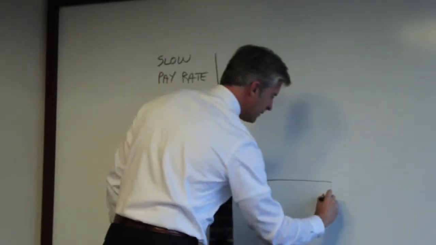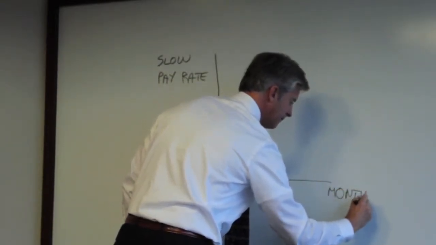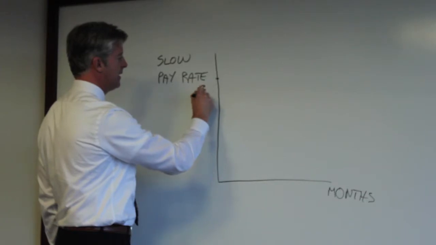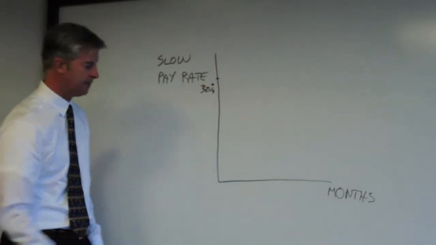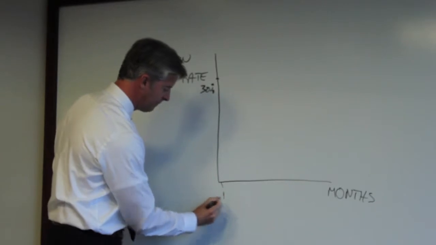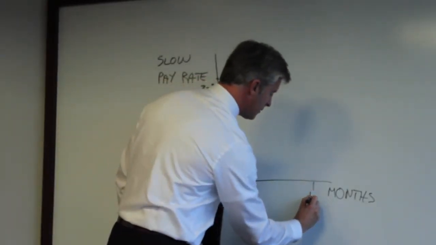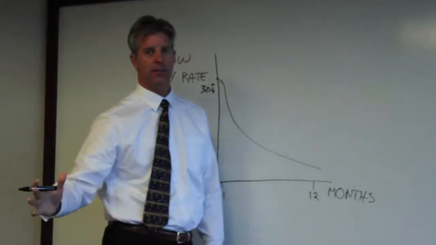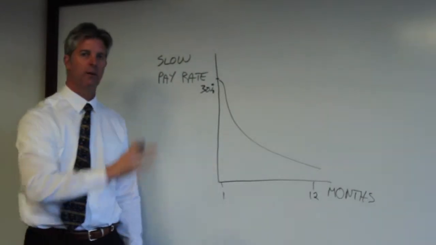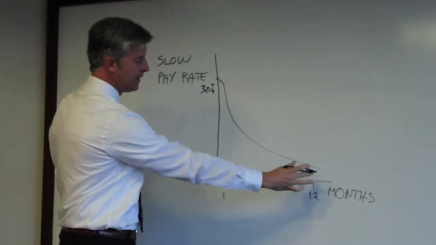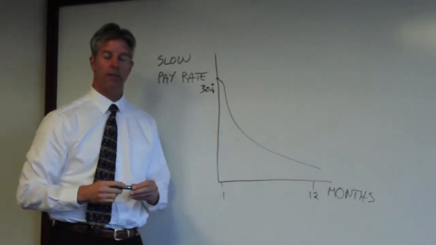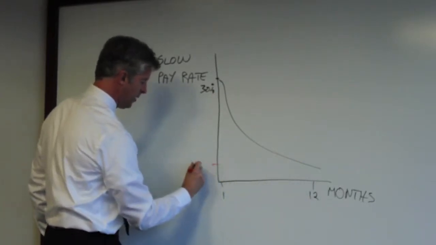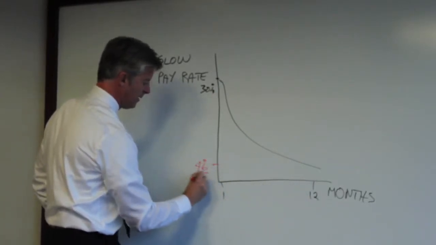And down here we have time in months. Okay, so we have here roughly a 30% slow pay rate, and this would equate to month 1. We take you over to month 12, and this slow pay rate, as you'll see on your screen, we're going to show you the actual payment graph, but remind you once again that the slow pay rate drops like a stone. So by the time you get over to month 12, you have a slow pay rate of less than 4%.